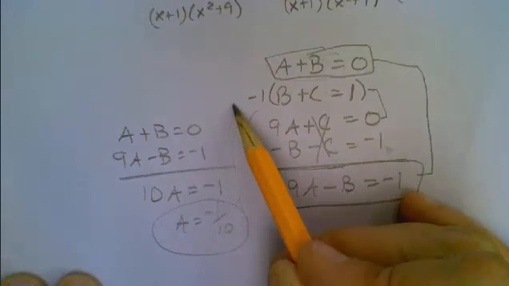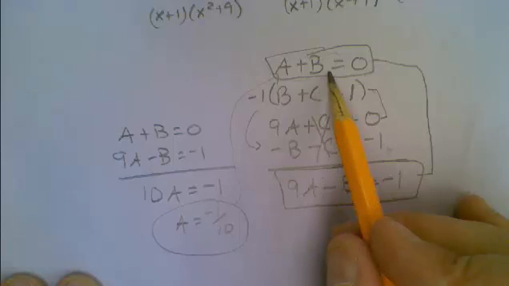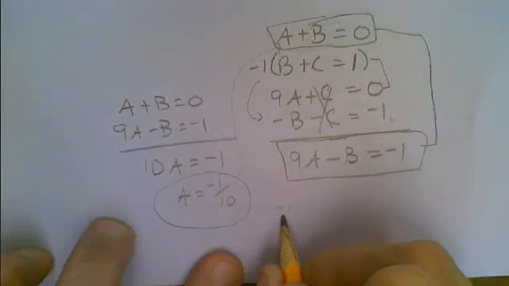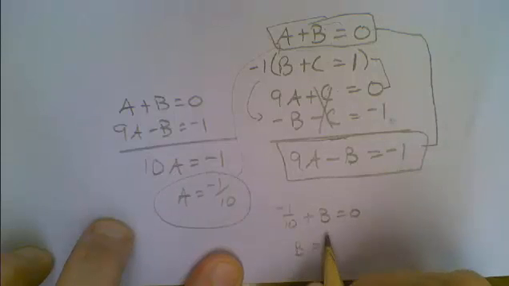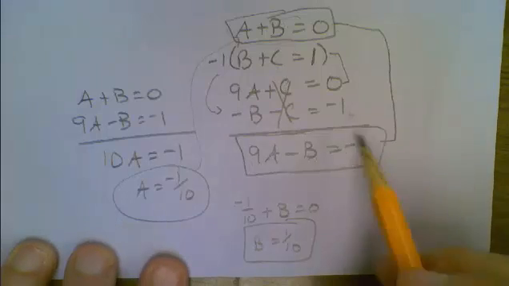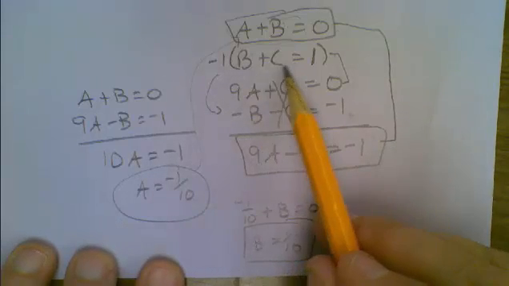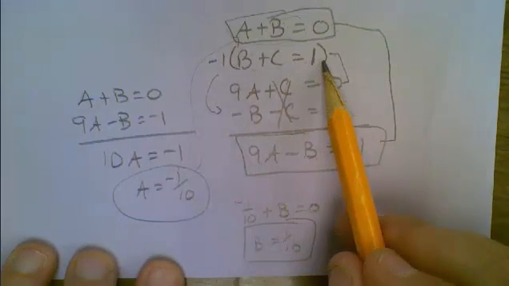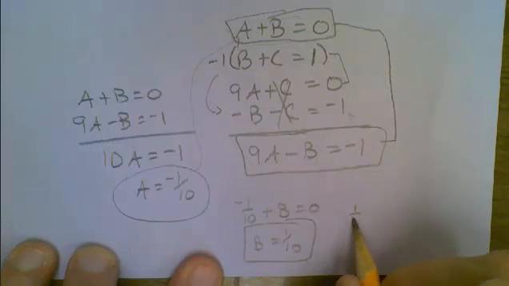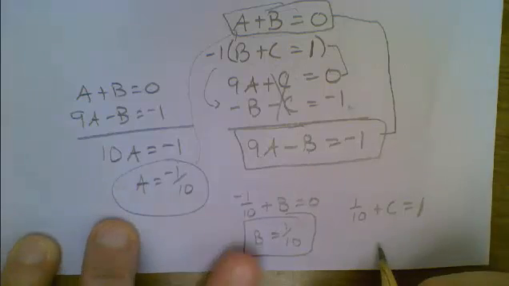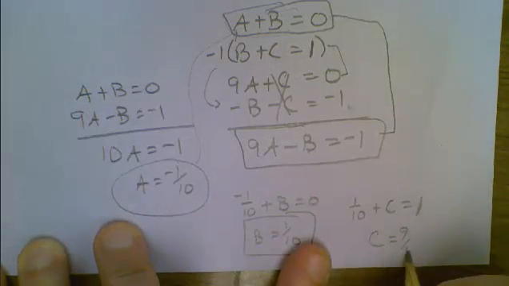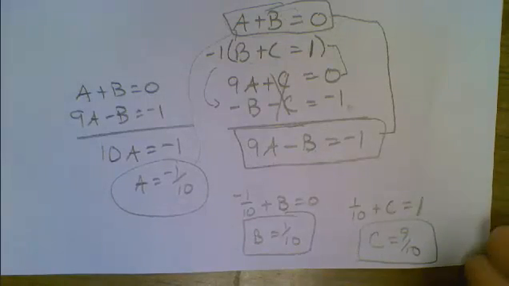So let's plug a back in right there, the first equation. -1/10 plus b has to equal 0. So b is going to equal +1/10. And then to find c, maybe we can work with this equation. B plus c has to equal 1. So 1/10 plus c has to equal 1. If I subtract 1/10, c would be 9/10. So those are my answers for a, b, and c.